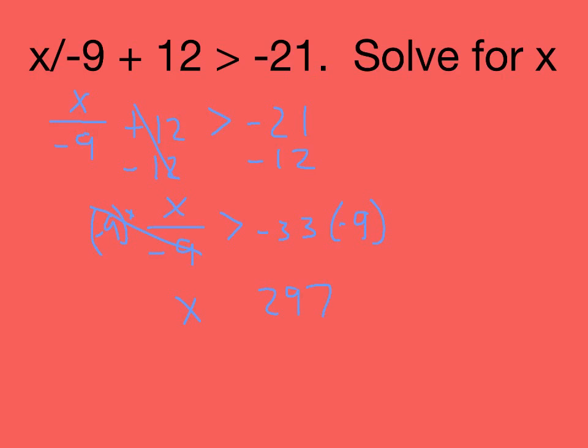Now, this is where the change comes in. Because I multiplied by a negative, that means that this sign has to change direction. So when we multiply or divide by a negative, we get a sign change. That's the only difference from working equations.